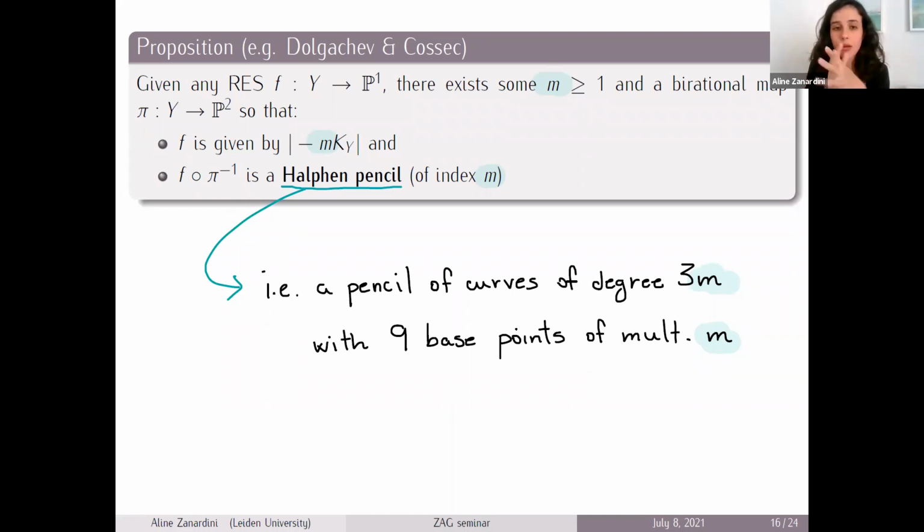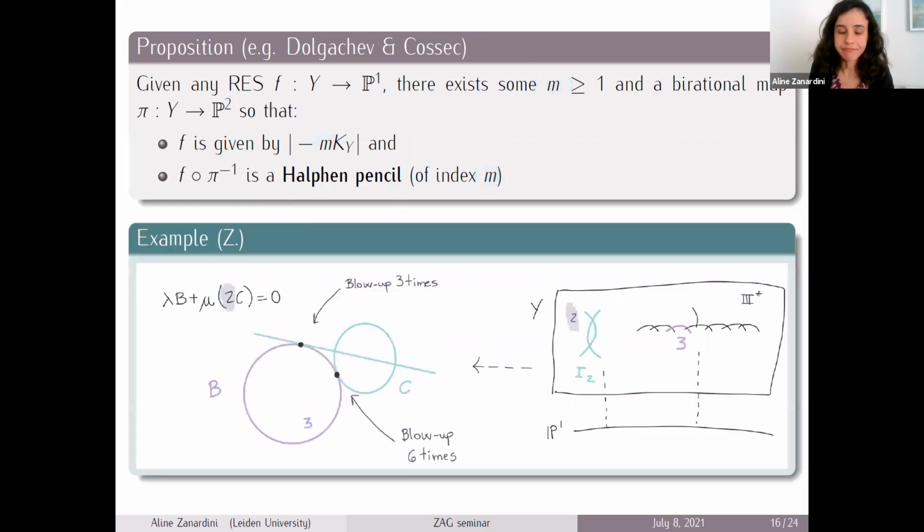Okay, so for the rest of the talk, what I'm interested in is describing the stability of these Halphen pencils when m equals 2. So I'm looking at a pencil of curves of degree 6. So let's see a concrete example when m equals 2.